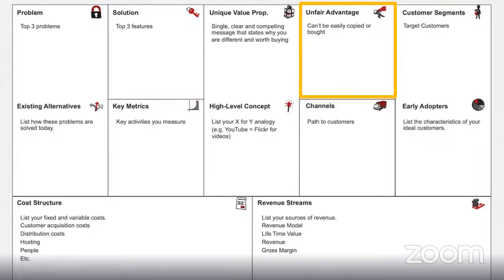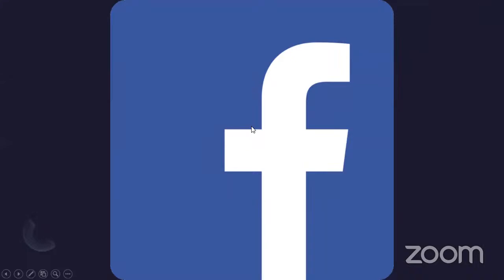As you can see, this is what happened to Uber and Facebook.